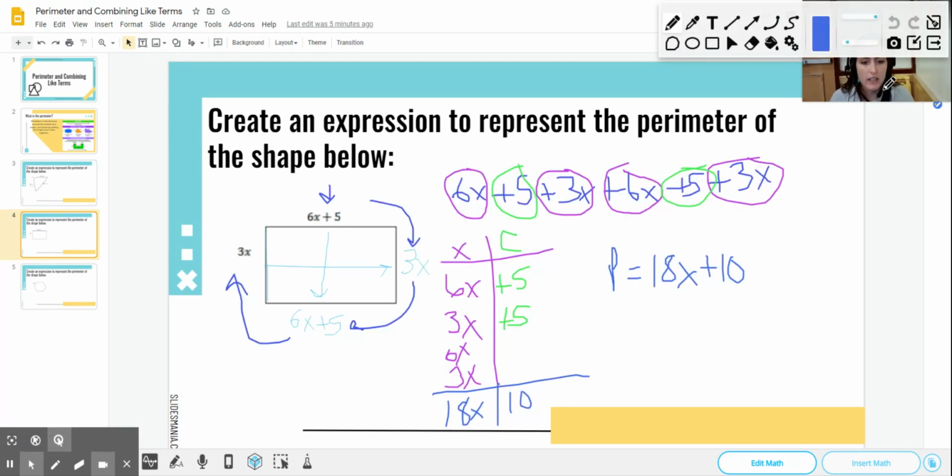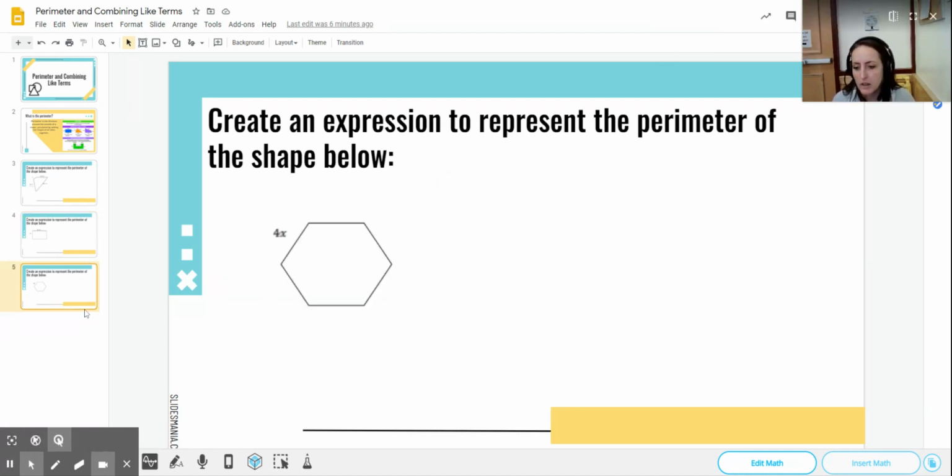Alrighty, here is your answer. You should have gotten the perimeter equal to 18x plus 10. Take a minute to look at the work, pause the video if you need to, and we'll move on to the next example. Alrighty, this is our last and final example. It says create an expression to represent the perimeter of the shape below.